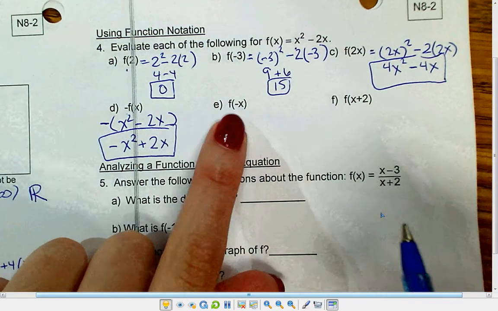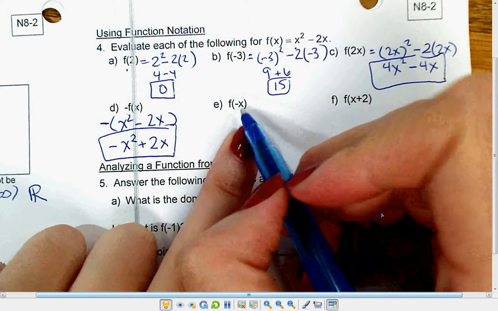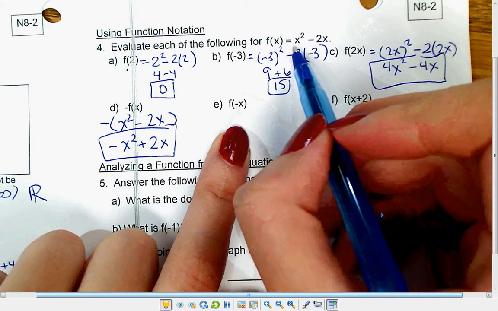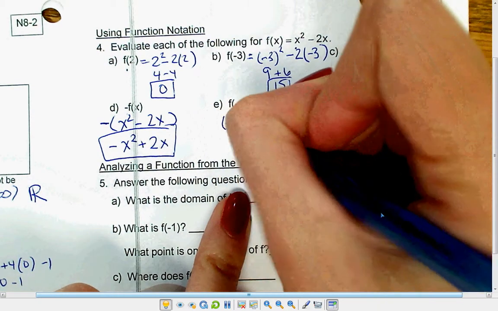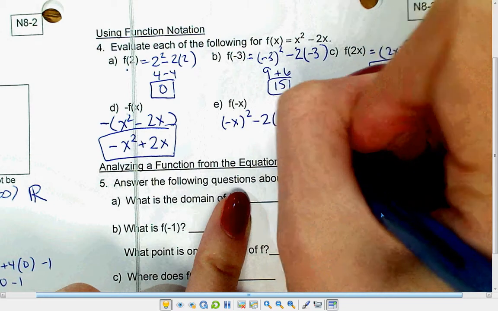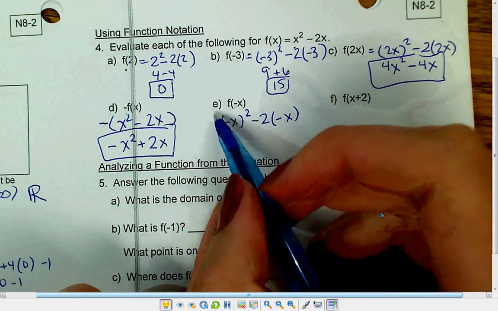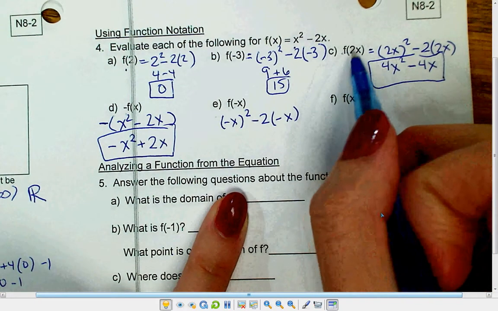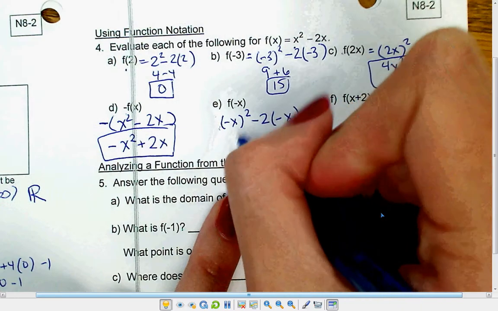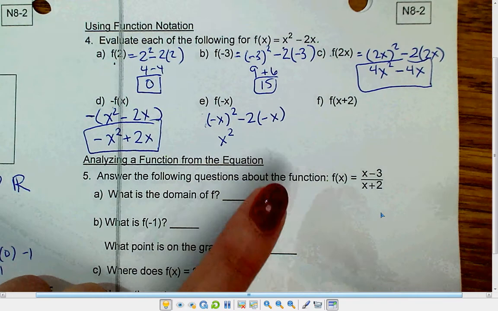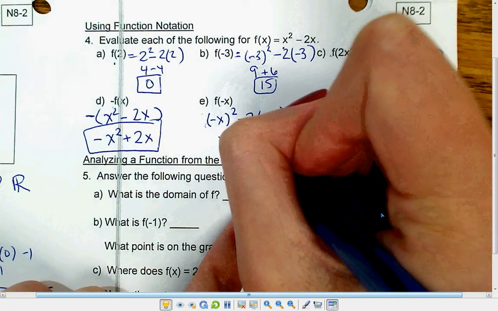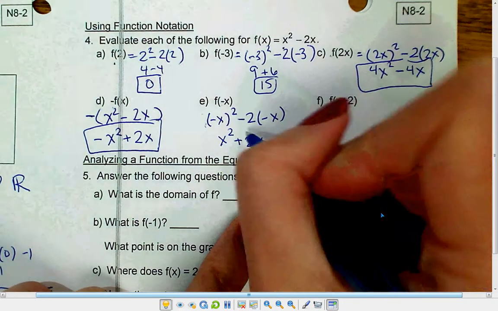Now E, the negative is now on the inside. So I'm going to be plugging in negative x into each of these x values. So I have negative x squared minus 2, again I'm plugging in negative x. So this is kind of like F or C. So negative x squared turns into a positive because negative times a negative is positive x squared. And then negative times a negative is also a positive, so this gives you 2x.